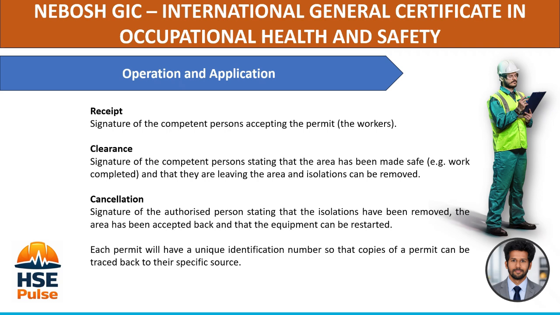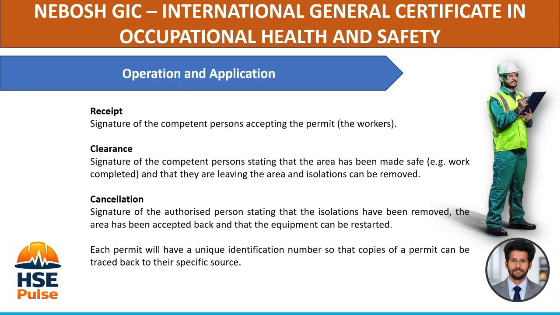Isolation means, for example, maintenance work is going to be carried out on a pump or compressor, let's assume. So for the maintenance activity on the pump or compressor, electrical power needs to be cut off. Then whatever fluid or gas is coming to the pump or compressor needs to be cut off. That procedure is called isolation. During the maintenance, isolation will be there. Then after the work has been completed, this isolation can be removed. That is what they are telling.